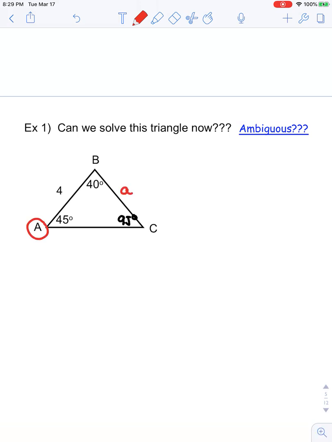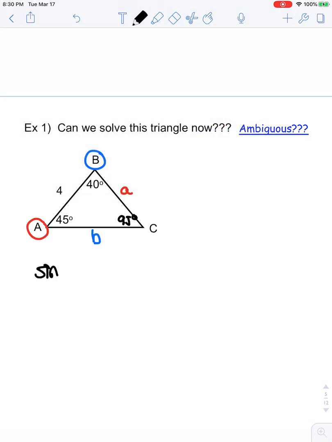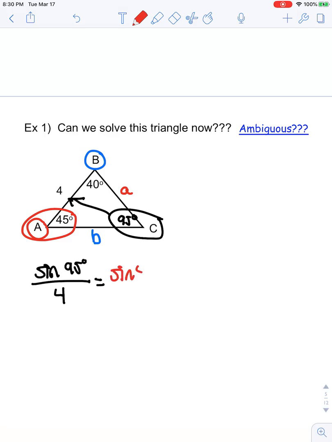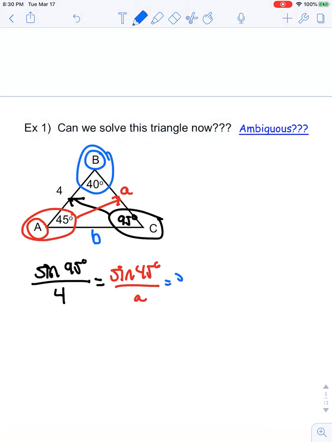Now remember that if this is angle A, the side across from it is side A. If this is angle B, the side across from that is side B. So I can actually write the following three proportions. The sine of 95 degrees, that's angle C, compared to the side opposite, equals, I can write a proportion using this angle, the sine of 45 degrees, to the side opposite it. And then my last ratio would be the sine of the 40 degrees compared to the side opposite it.